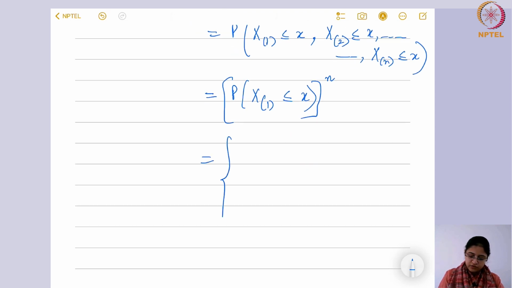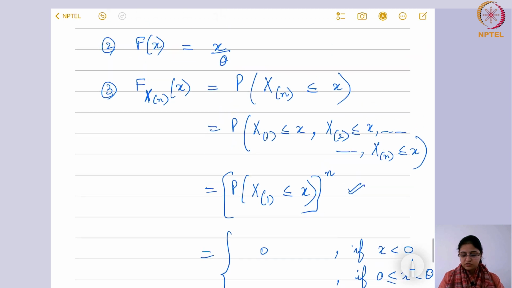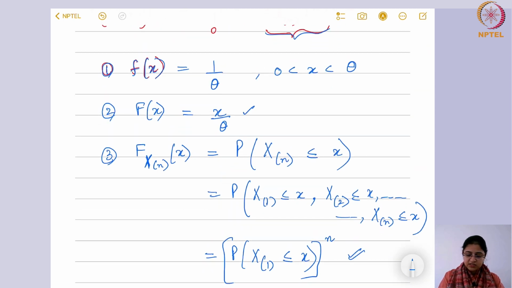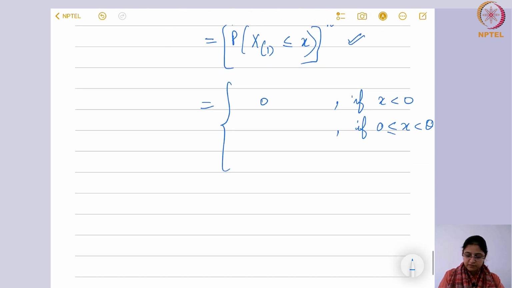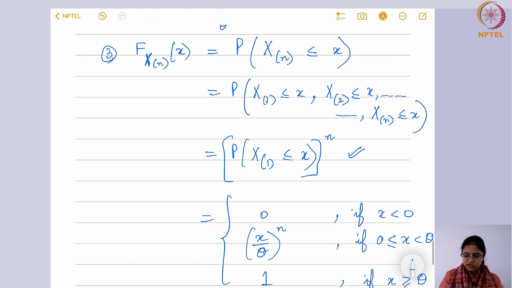So if I write the distribution function, if x is less than 0, this quantity would be 0. If it lies between 0 and theta, then it will be this quantity, and we have seen that for any x it is x by theta, so it would be x by theta raised to the power n. And finally, it is 1 if x is greater than or equal to theta. So this is the distribution function that you have obtained.